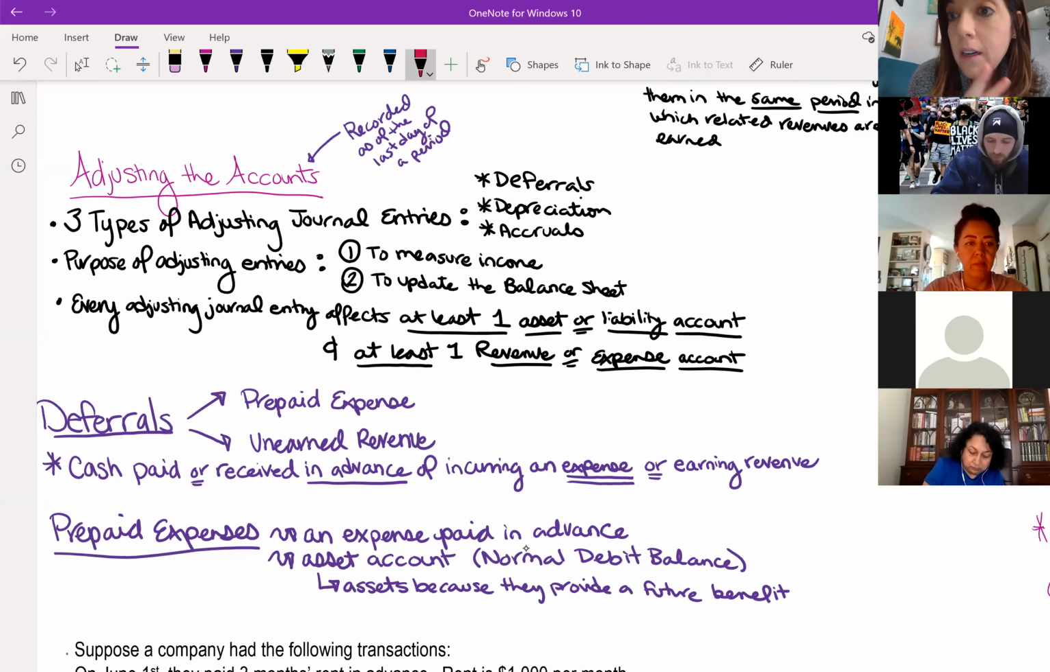The second reason is to make sure that our balance sheet is up to date, meaning that we're accurately reflecting the company's statement of position. Where are they at? How much in total assets do they have? And how much in total liabilities are owed as of the end of the period. So we're making sure our assets and our liabilities are up to date.